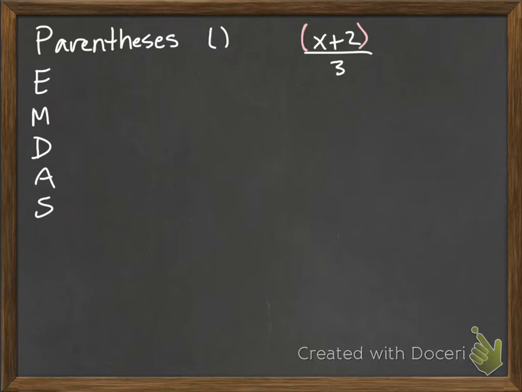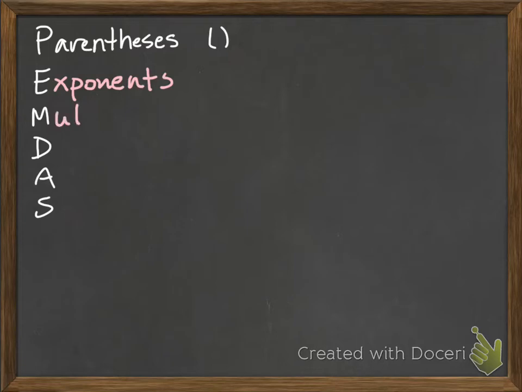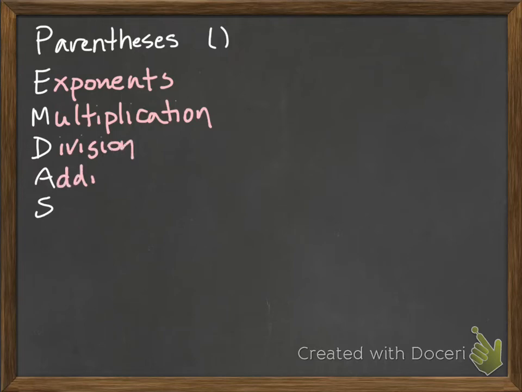The next one, our E, stands for exponents. That one's pretty straightforward. If you have something raised to the power of something, you would do that next. The next one, the M, is multiplication. The next one is division. The next one is addition, and then subtraction. Those are the order in which you do problems.